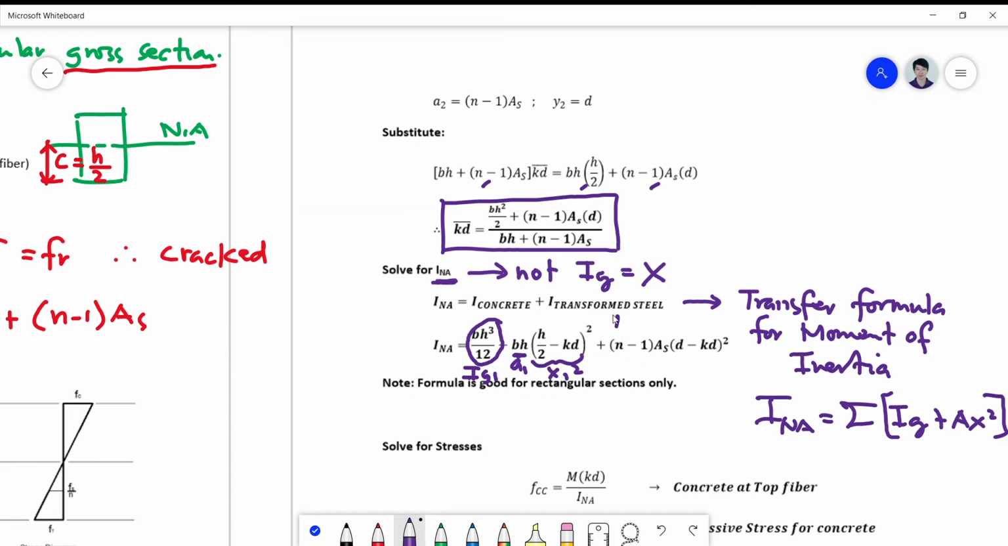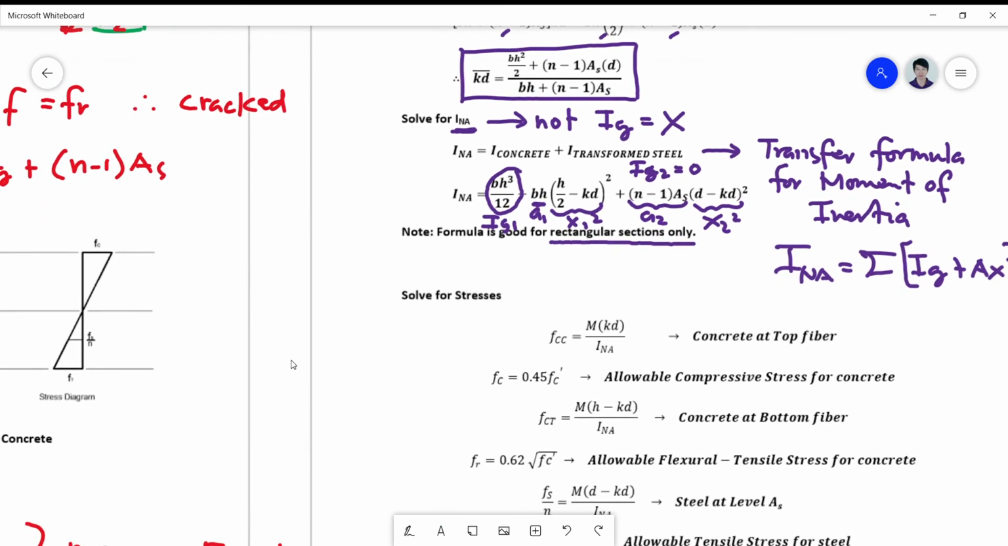Okay, so for your IG2 it is 0. There's no moment of inertia for the steel section except for the AX squared part. So this is now your A2 and then X2 squared. Okay, remember that this formula is only good for rectangular sections.